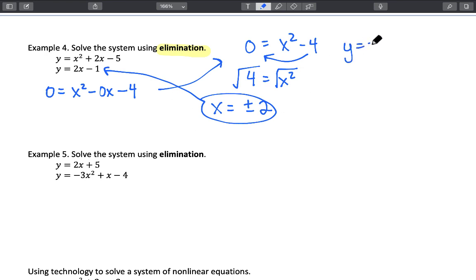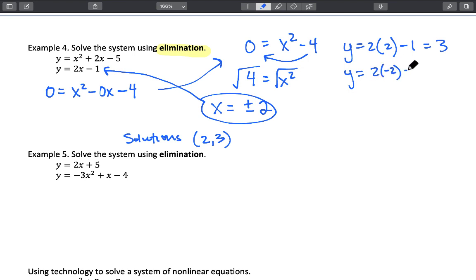All right, so y is equal to 2 times, let's use the positive 2, minus 1. That's 4 minus 1, which is 3. All right, so that means one of my solutions, we'll write this down here, is the ordered pair 2 comma 3. We're going to plug the other one in here. We got 2 times a negative 2 minus 1. That's negative 4 minus 1. That's negative 5. And so my other solution here is the ordered pair negative 2, negative 5.